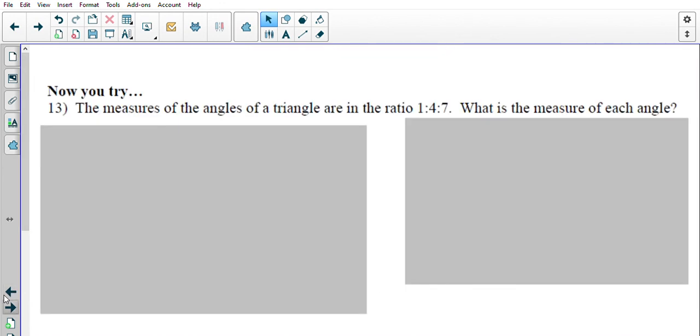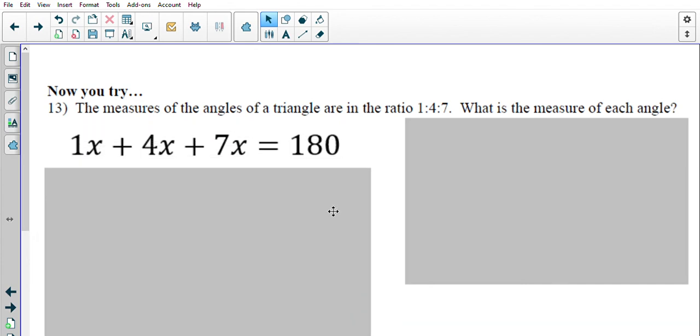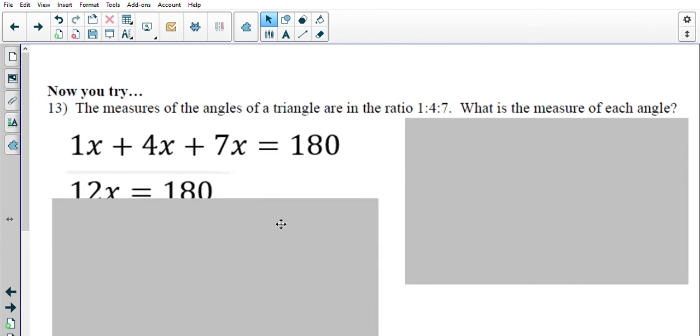All right, let's try another one. The measures of the angles of a triangle are in the ratio 1 to 4 to 7. What is the measure of each angle? Again, we could do guess and check here, but I'm going to set up an equation. 1x plus 4x plus 7x keeps that ratio the same, and it guarantees that the sum of the three angles is 180 degrees. If I add 1, 4, and 7 together, I get 12x again.